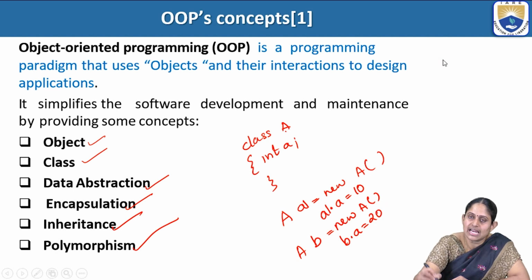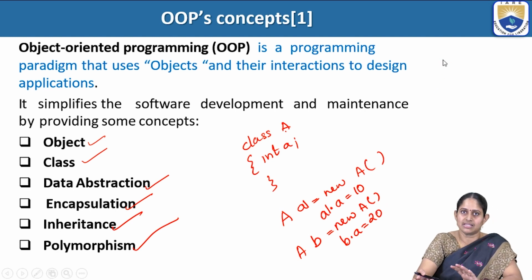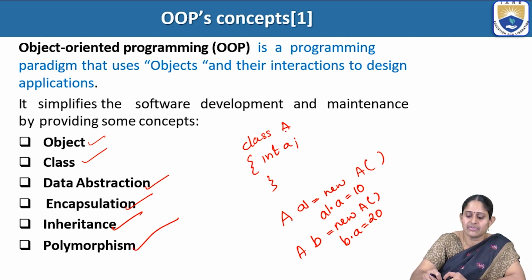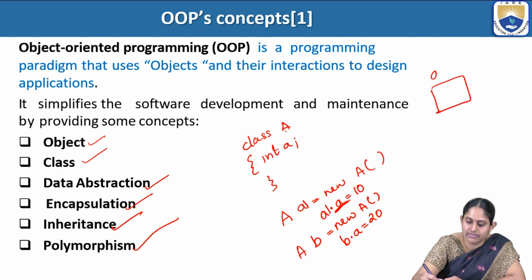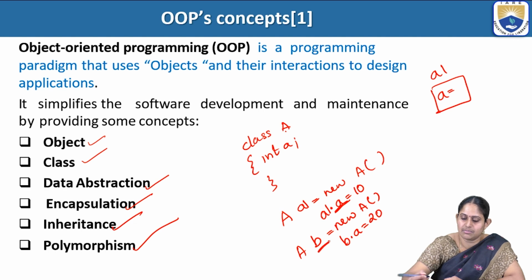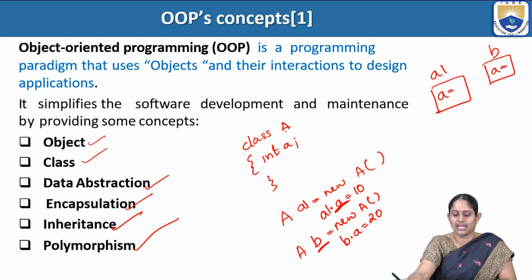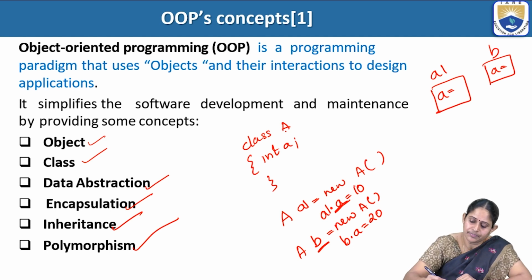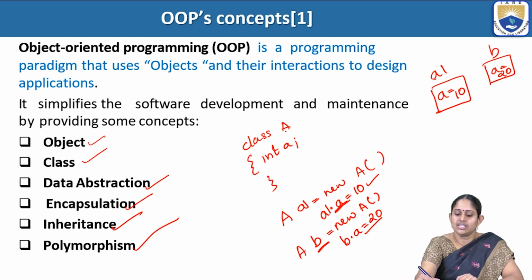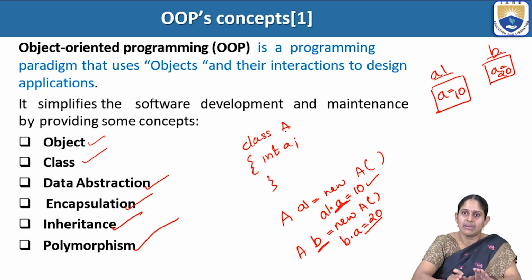So what happens when a class is created, there won't be any memory assigned to it, but when you create an object, a memory location will be assigned to it and these values will be stored there. So when you create an object A1, there will be an object A1 for class A which has a value A. Similarly, when you create an object B, a value B will be created which is having value A. So in the first case, A's value will be 10 and in the second case, A's value will be 20. So these two are different objects of the same class.